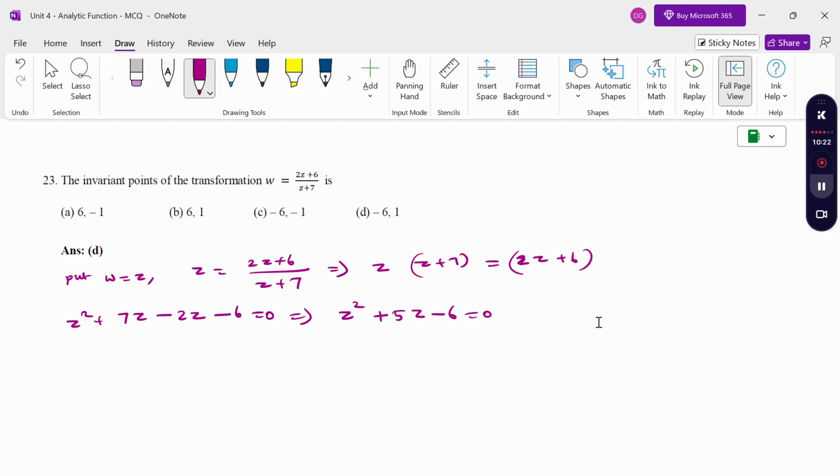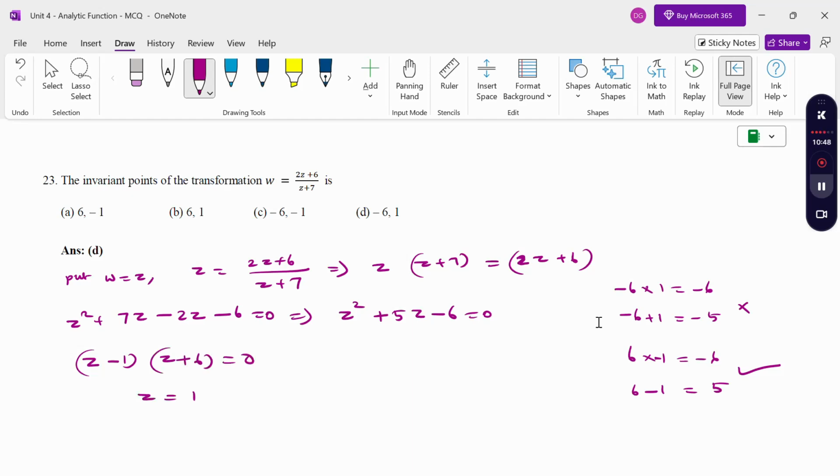So for the product, minus 6 into 1 is minus 6, but minus 6 plus 1 is minus 5, so this is not possible. So 6 into minus 1 is minus 6, and 6 minus 1 is 5, so this is possible. Therefore the roots: z minus 1, z plus 6 equal to 0. So z is 1 and minus 6. So the invariant points are option D.